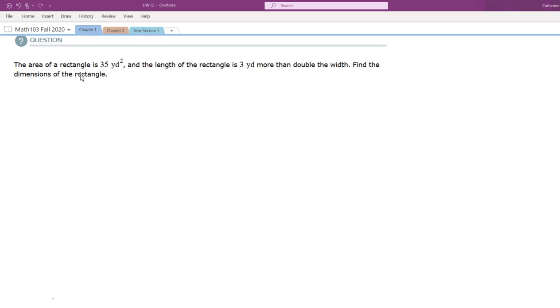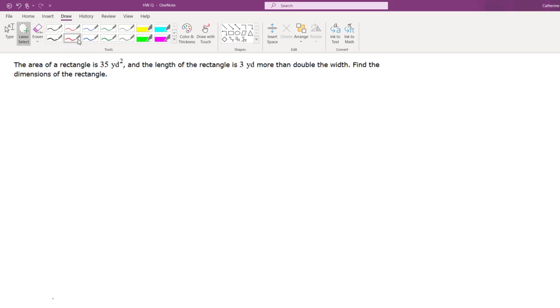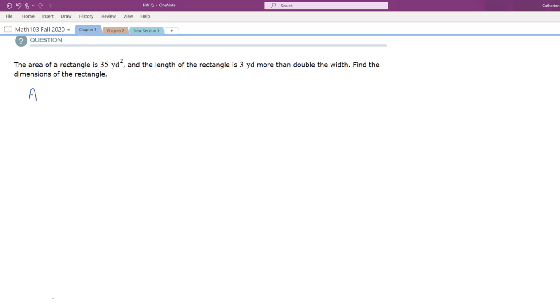So in this one, we have the area is 35 square yards, and keep in mind that the area of a rectangle is the length times the width. And then they tell us the length of the rectangle is 3 yards more than double the width. Find the dimensions of the rectangle. So we need to find both the width and the length.